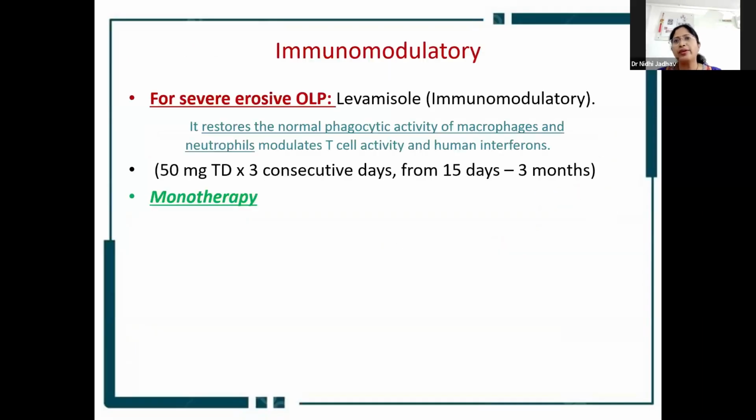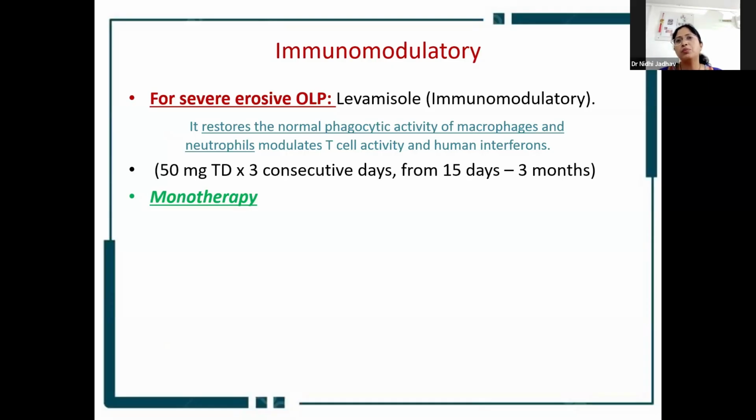Coming to the immunomodulatory drug, levamisole is a drug of choice. It is actually an anti-helminthic drug, but because of its immunomodulatory properties of increasing and restoring the phagocytic activity of macrophages and neutrophils, its use has been recommended in 50 mg dose thrice a day for 3 consecutive days, which can be taken for the period of 15 days to 3 months, depending upon the intensity of the lesion.